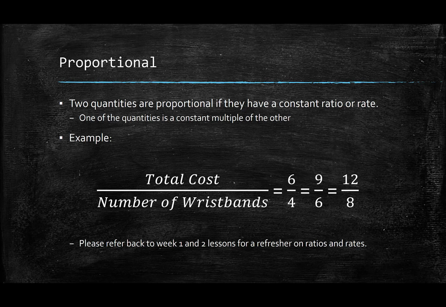Let's look at an example. Here we are comparing the total cost to the number of wristbands. $6 for 4 wristbands, $9 for 6 wristbands, $12 for 8 wristbands. Let's see if these are proportional.